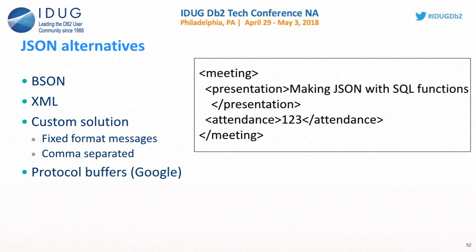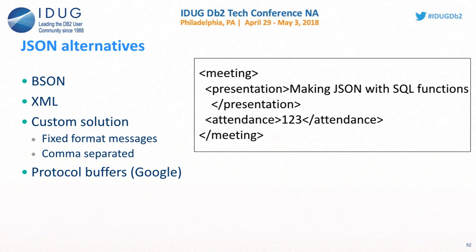XML is actually a popular one. So instead of name value pairs, you can take your data, and instead of making JSON with SQL functions, you can put it into this particular format. XML's been around a while, and lots of things support XML.